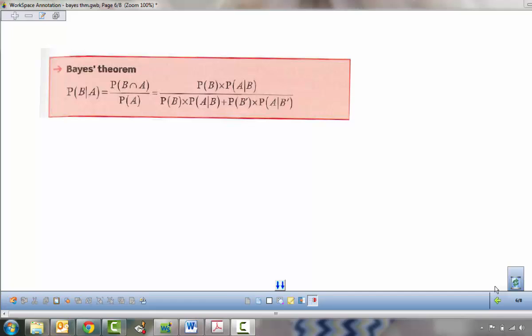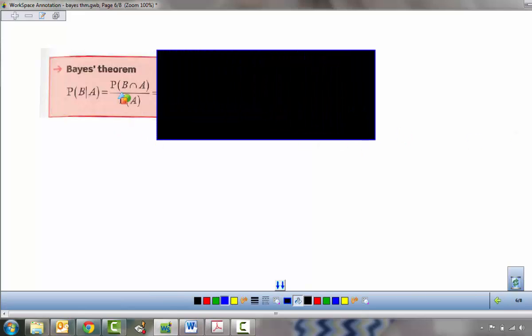All right, so here we are. We have Bayes' theorem in all of its glory. So what is the probability of B given that A occurs? Well, we know that it is the probability of B intersect A divided by the probability of A. That's our definition of conditional probability.